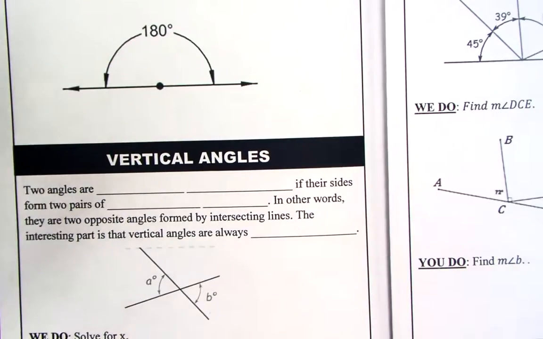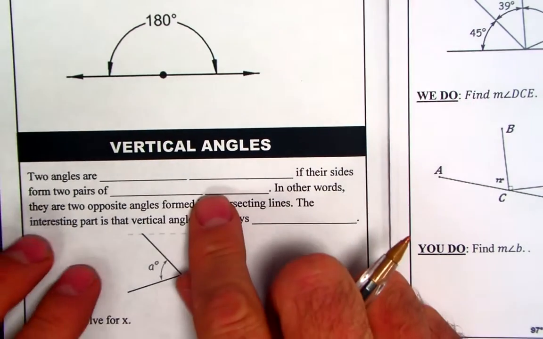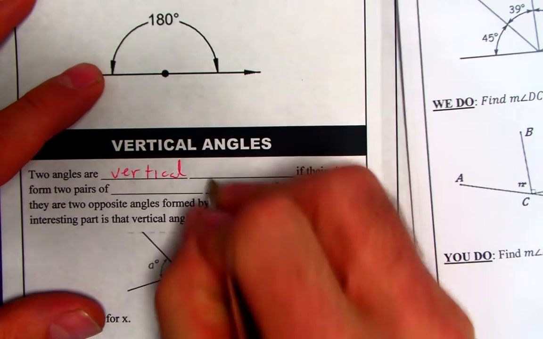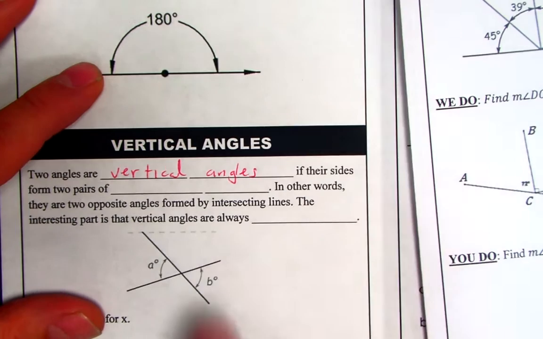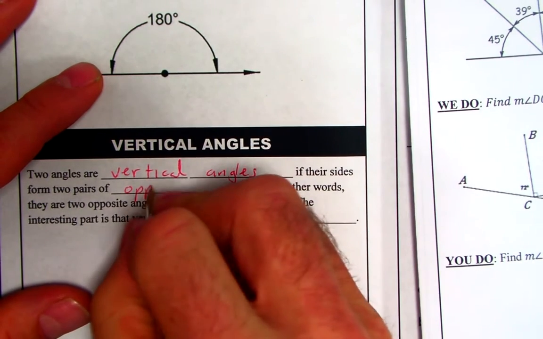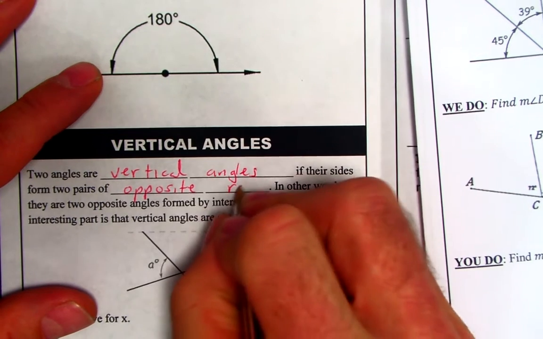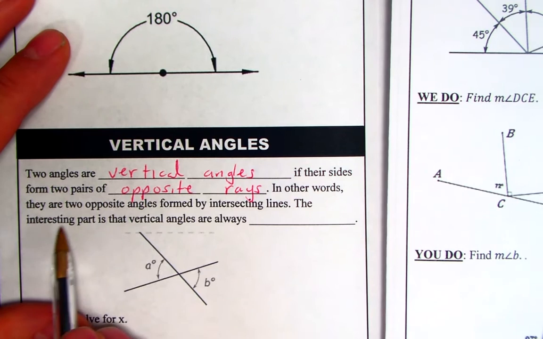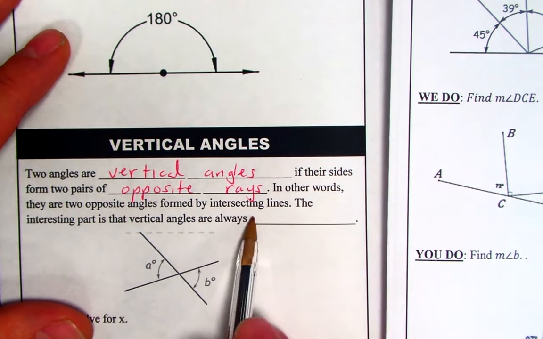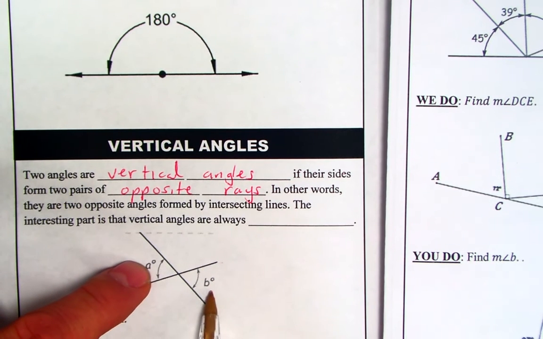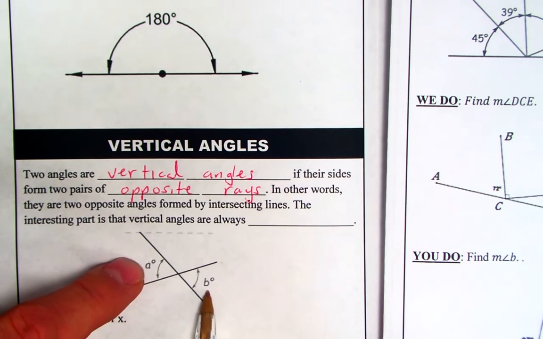So we can apply that right off the bat to vertical angles. Two angles are vertical angles if their sides form two pairs of opposite rays. I'm not really a huge fan of that definition, but it's precise. In other words, there are two opposite angles formed by intersecting lines. So here we have intersecting lines. These are opposite angles. They share a vertex, which is why they call them vertical angles. But A and B are the vertical angles.